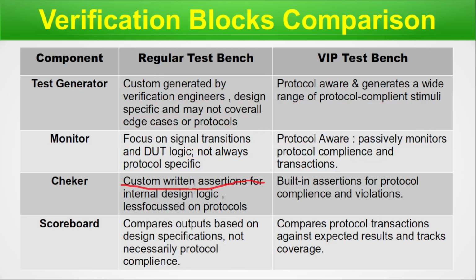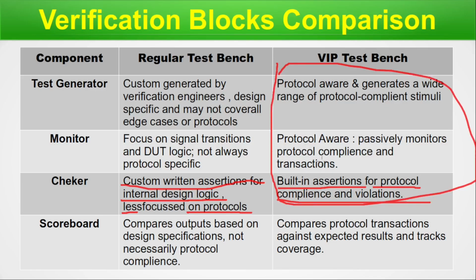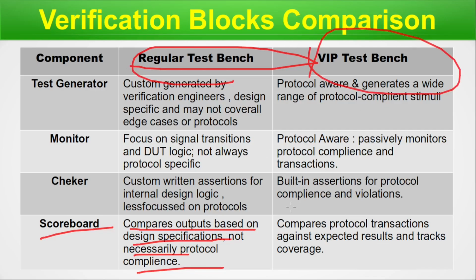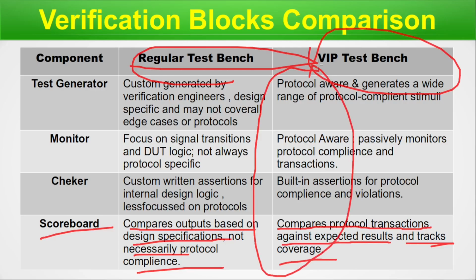Checker is a custom written assertion for internal design logic, less focused on protocols. However, for VIP, there are built-in assertions for protocol compliance and violation. So here you can see everything is revolving around the protocol. We have the protocol too much emphasized for a VIP. Now for the scoreboard, it compares the output based on the design specification, not necessarily protocol compliance. So this is the case of a regular test bench. Whereas if we take a VIP, right, the scoreboard compares protocol transactions against expected results and tracks coverage. So that means here we are very much protocol aware, with a protocol centric approach of verification.